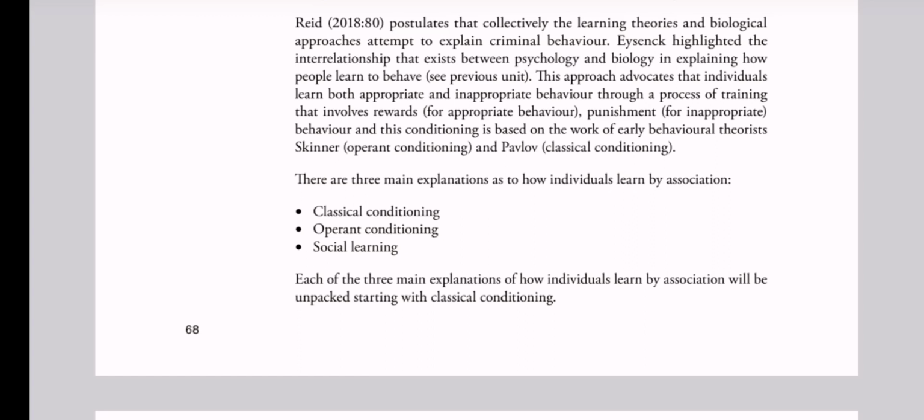Reid postulates that collectively, the learning theory and biological approach attempt to explain criminal behavior. Eysenck highlighted the interrelationship that exists between psychology and biology in explaining how people learn to behave. See previous unit. This approach advocates that individuals learn both appropriate and inappropriate behavior through a process of training that involves reward for appropriate behavior and punishment for inappropriate behavior. This conditioning is based on the work of early behavioral theorists Skinner, operant conditioning, and Pavlov, classical conditioning.